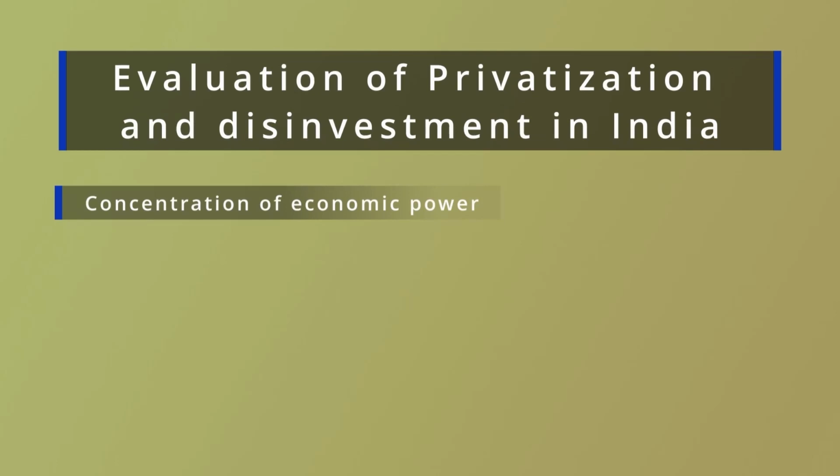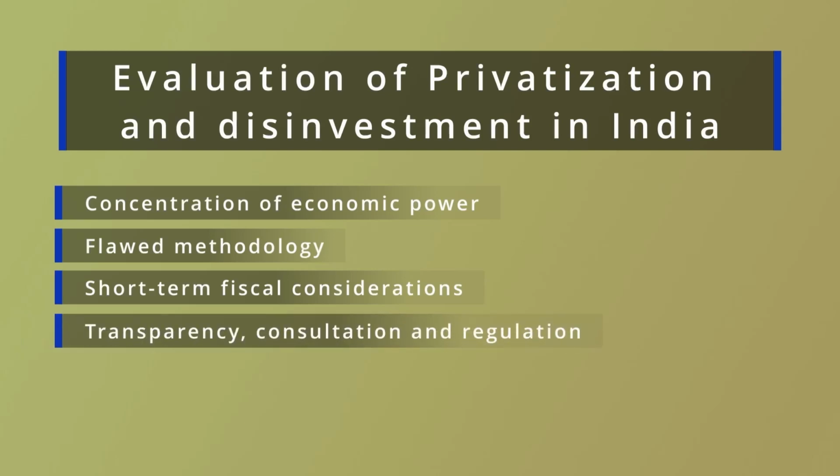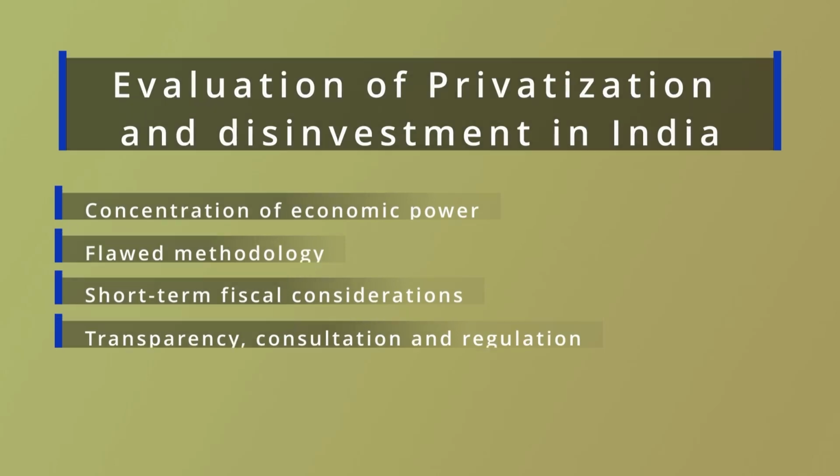Section C deals with the evaluation of the privatization and disinvestment policy in our country. Here there is a mixed reaction from the various stakeholders. Different stakeholders have also criticized the disinvestment as well as privatization policy in our country. They have also criticized the methods of the privatization or disinvestment in our country. And this criticism includes the concentration of economic power in a few private hands, the faulty methodology of disinvestment, the short-run fiscal considerations, and the lack of transparency, consultation, and regulation.